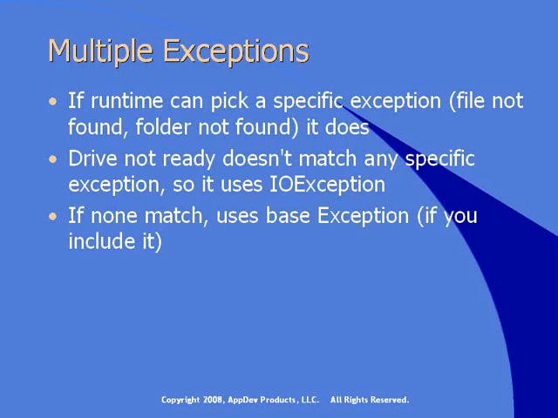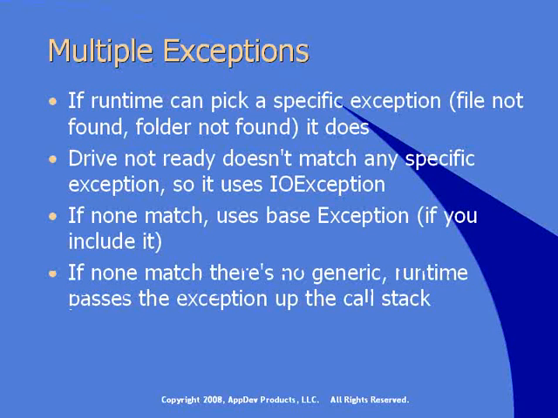Now, in your code, if the method you called raised an exception that you're not catching, you can catch it using the base exception class, if you have code that will match against that. And if none match, and there's no generic one, the runtime passes the exception up the call stack to the previous procedure that called this one. And it'll keep doing this, as you already saw, until it either finds a catch block that can catch this exception, or it gets all the way back out to the start, and it's handled by the .NET runtime.